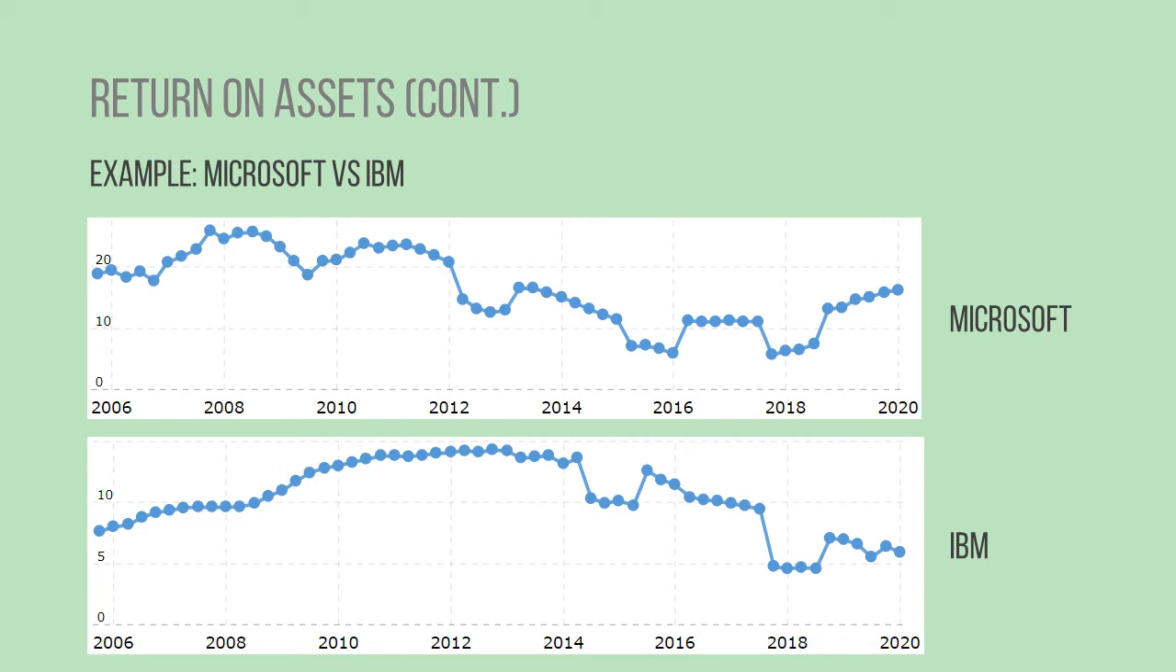And you can see Microsoft has had a very high return on assets. It's currently 16%, and it was as high as the mid-20s back in 2008. It did come down and it started to rise again. And IBM was very high, well, not quite as high as Microsoft, but still pretty high, near 15% at the height in 2012, and then it's come down. So what's happened, and what does it tell you about the businesses?